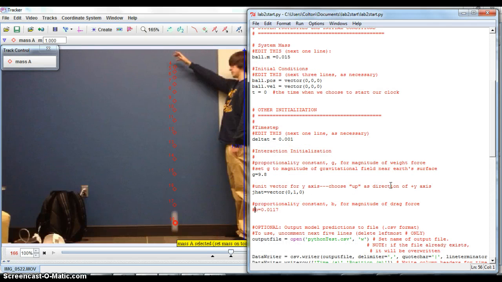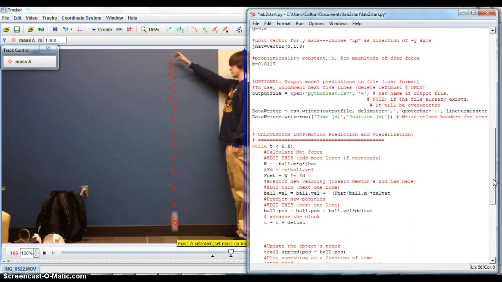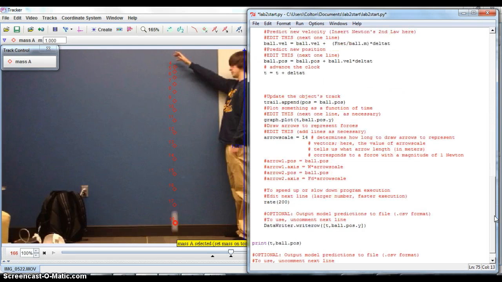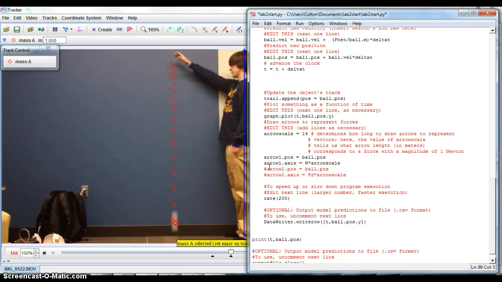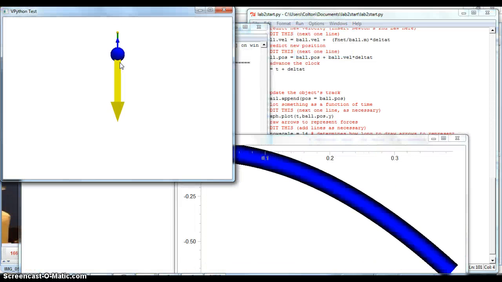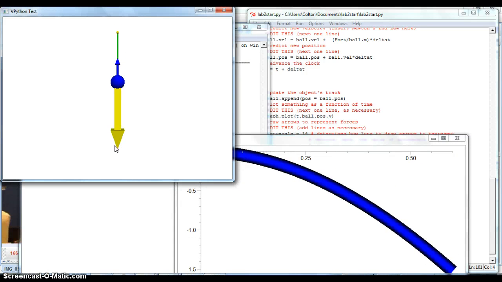So you install the proportionality constant here after many attempts to find the correct value. We include the drag force, and we include the force into the net force value. And we also show the arrow scales to show the gravitational force and the drag force acting upon the ball. Now when we run this, we see that the gravitational arrow is always going to be the same, while the drag force arrow increases as the ball moves faster and faster as it approaches the ground.